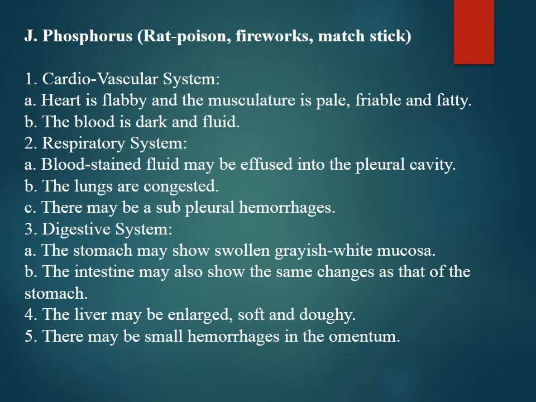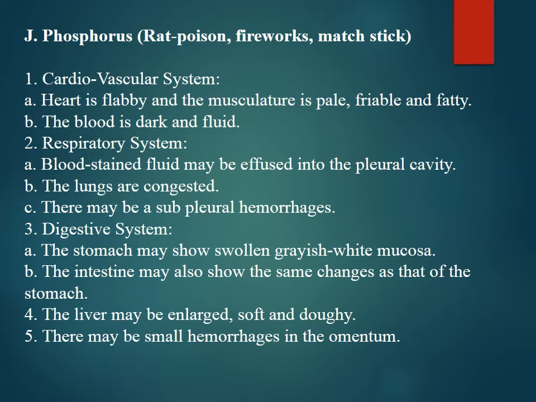Another type of poison is phosphorus, like rat poison, fireworks, matchstick, and etc. Appearances, cardiovascular system: the heart is flabby and the musculature is pale, friable, and fatty. The blood is dark and fluid. Respiratory system: blood-stained fluid may be effused into the pleural cavity. The lungs are congested. There may be subpleural hemorrhages.